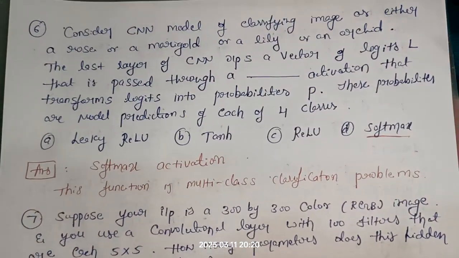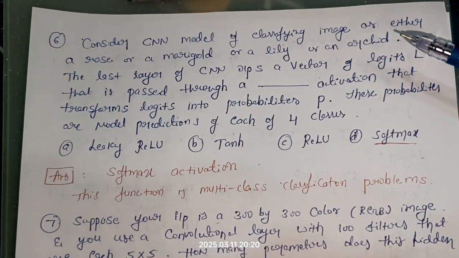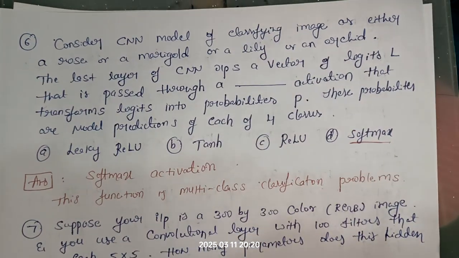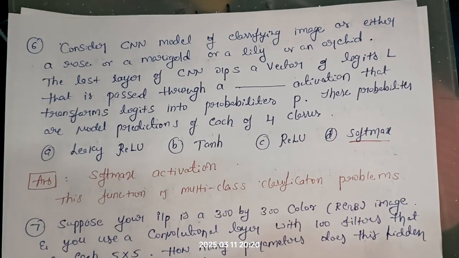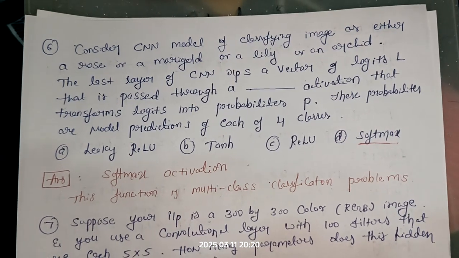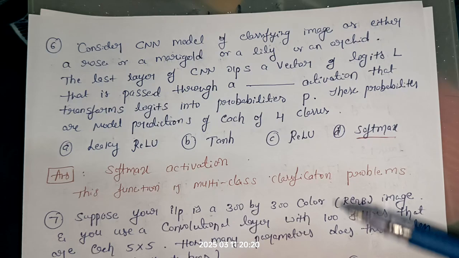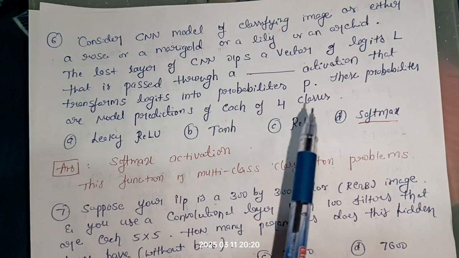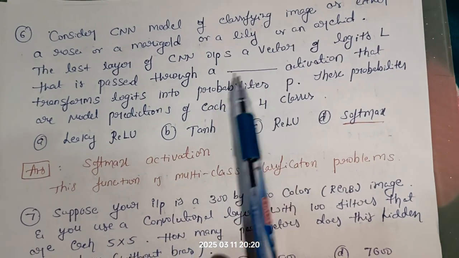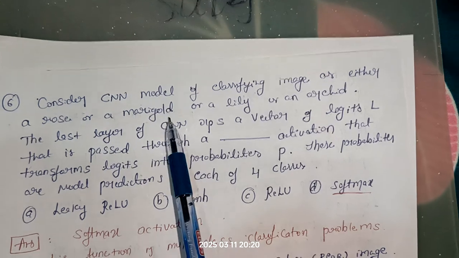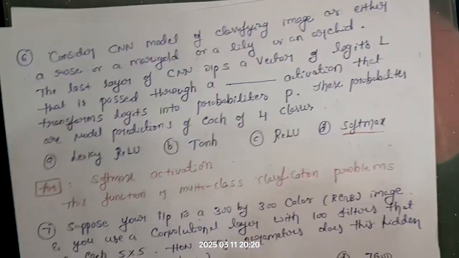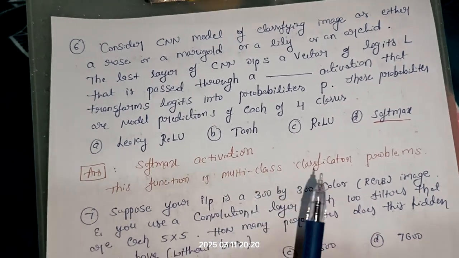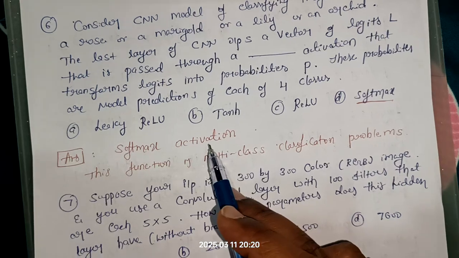So what is the sixth question? Consider the CNN model classifying an image as either a rose, a marigold, a lily or an orchid. The last layer of the CNN output is a vector of logits L that is passed through a dash activation function that transforms logits into probabilities P. These probabilities are the model predictions of each of the four classes. Here four different classes are given: rose, marigold, lily or orchid, four different flowers. To classify this, what type of function are we going to use? Softmax activation function.